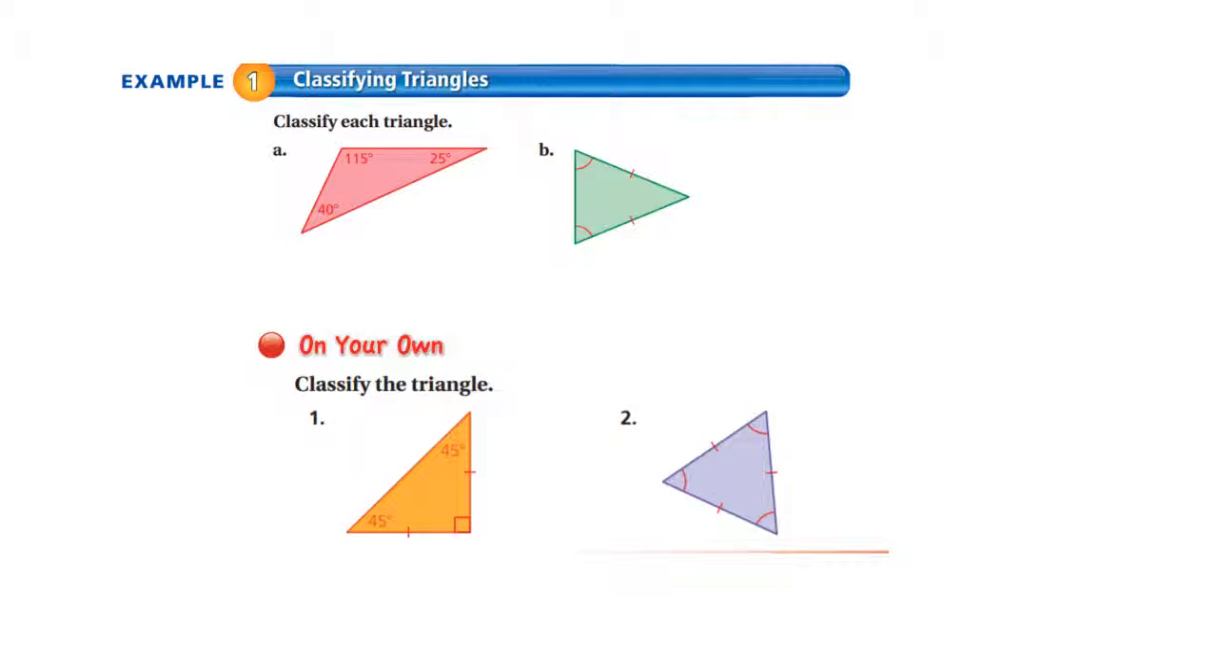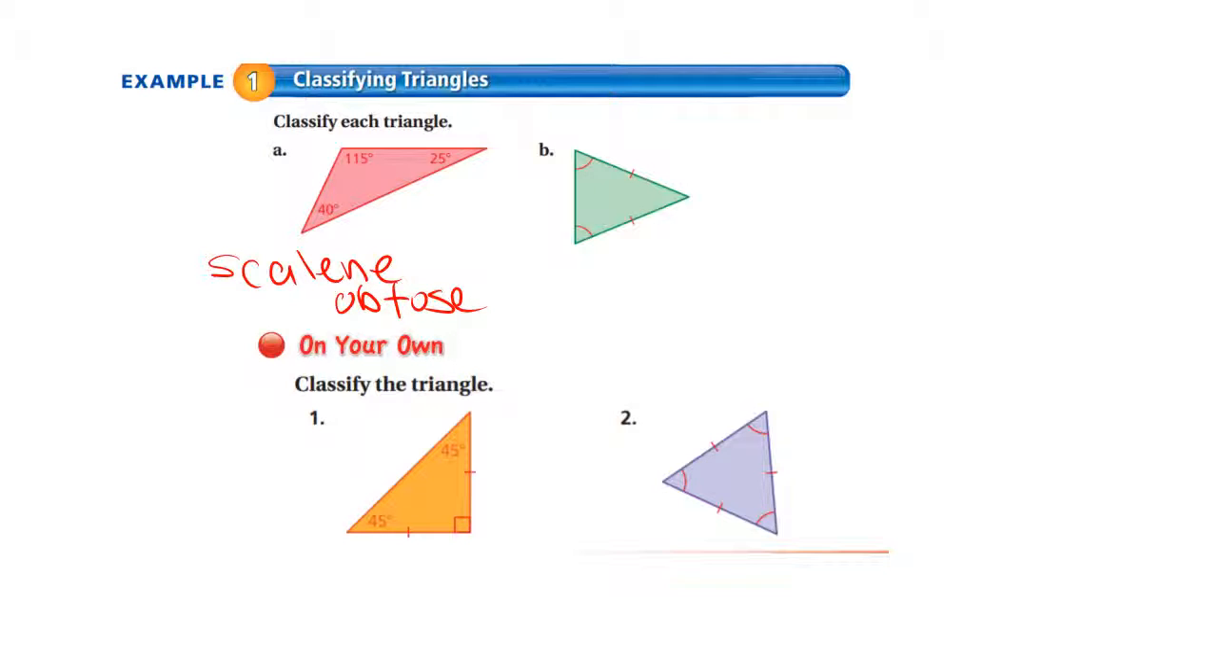The first example in your notes is to classify triangles. We would like you to classify each triangle. Let's take a look at this first triangle, letter A. We have three different angles completely, 115, 25, and 40. This is actually two different classifications. This could be a scalene obtuse triangle.